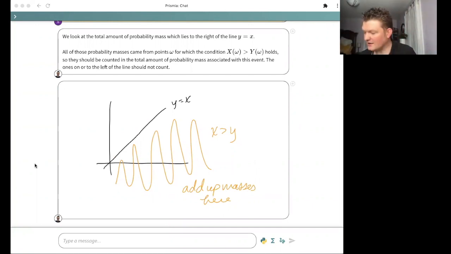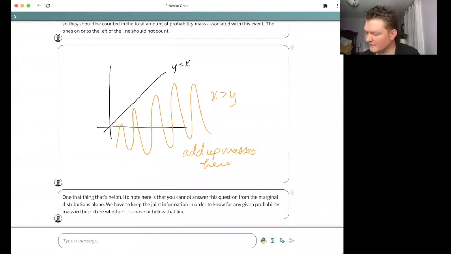And one thing that a few people commented on that I think is worth mentioning: some people said, let's look at the marginal distribution of each one and work from there. One thing that's helpful to note is that you cannot answer this question from the marginal distributions alone. We have to keep the joint distribution in order to know for any given probability mass in the picture whether it's above or below that line.